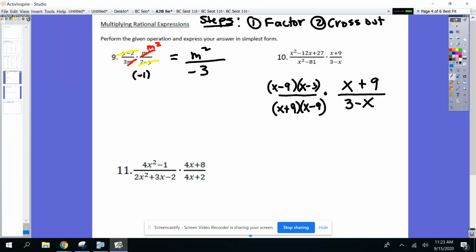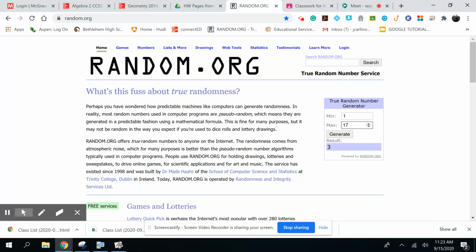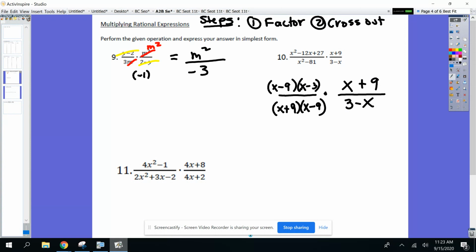Now comes the fun part. You get to cross out. Top and bottom, top with a bottom. That is it. Here we go. Mason, you can take out the x plus 9. Okay, hold on, everybody ready? X plus 9. Nothing is left. You crossed out the exact same thing.